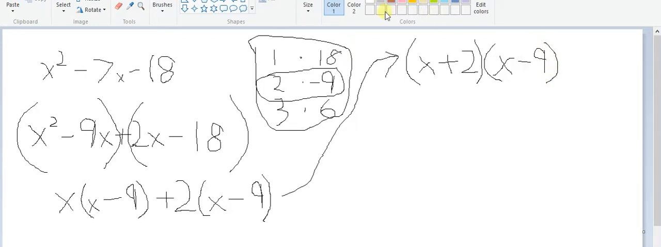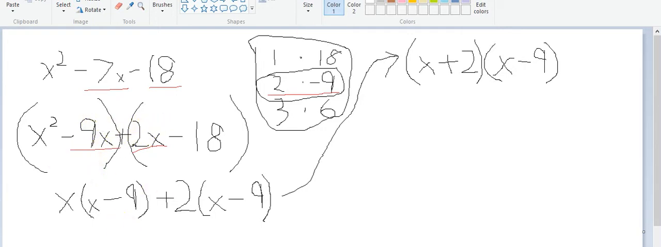So what we have is this negative 7x, this negative 18. What we're going to do, we're going to find all the numbers that will multiply into 18. That's the first thing we do. And then we find the two numbers that work, which in this case were 2 and negative 9. Okay. And now we split up 2 and negative 9. We put the 2 and 9 here and here. Like I said, you could have switched these two. It would not have mattered. You would have got the same result.